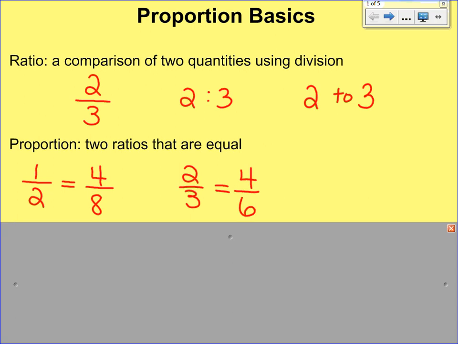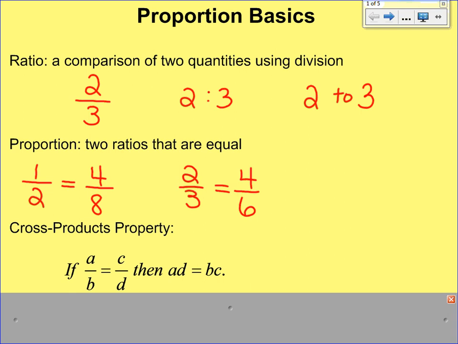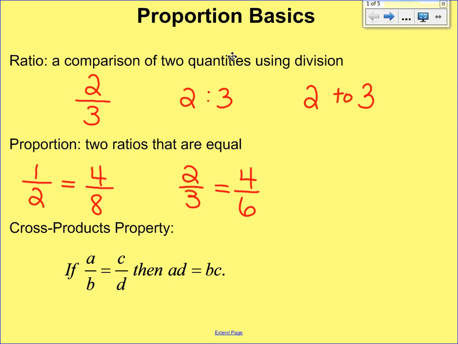We're going to extend this idea of a proportion, and we're going to learn actually how to solve proportions. To do that, we need to know something called the cross products property. The property is stated as follows. If A over B equals C over D, then A times D equals B times C. Note when A and D are written right next to each other, that implies multiplication.